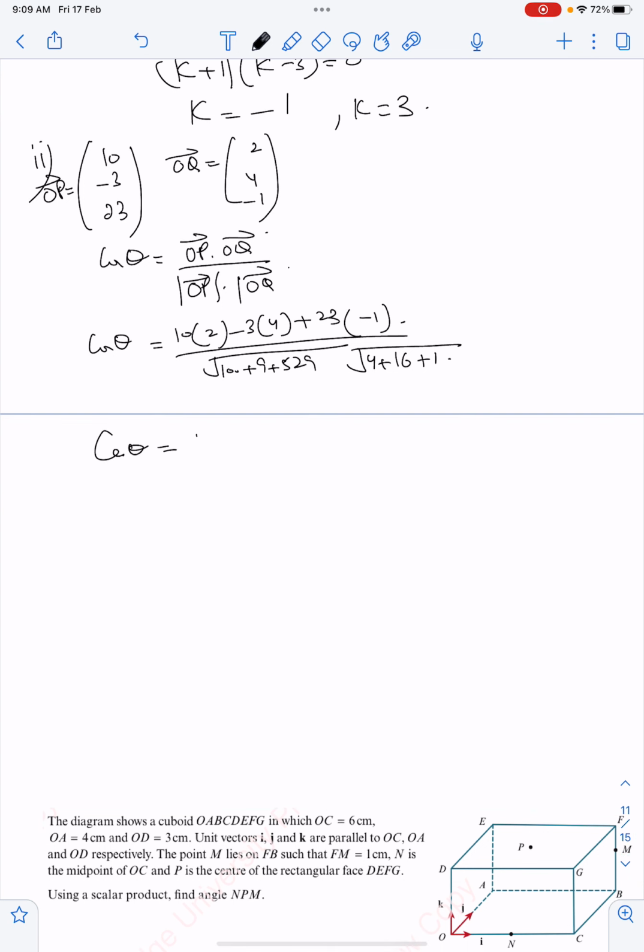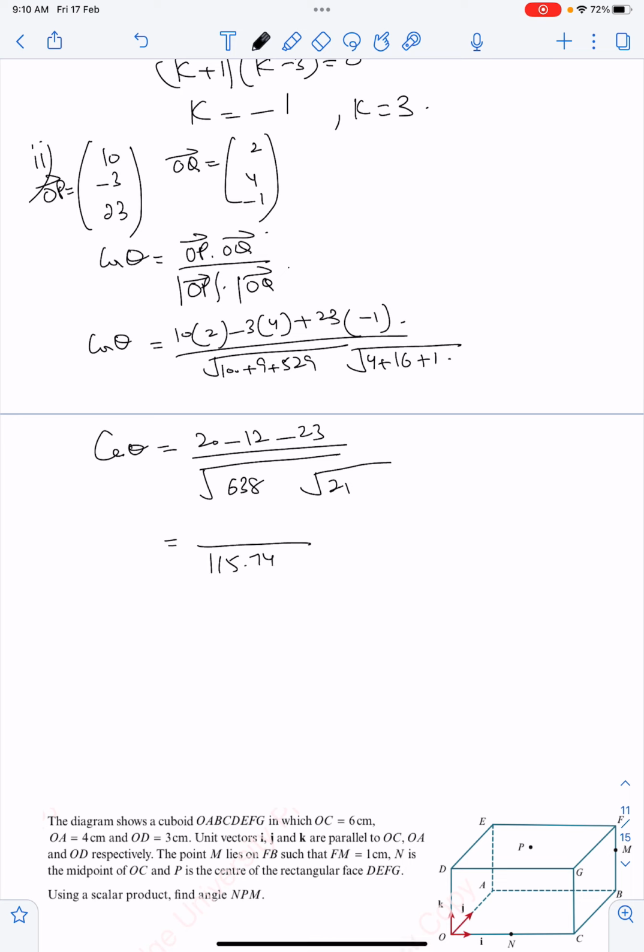This will become cos of theta equals 20 minus 12 minus 23 upon 629 plus 9, 638. Okay, the other one is going to be 16 plus 4 is 20 plus 1 is 21. Okay, let's solve this. Square root of 638 multiplied by square root of 21, which is giving us 115.74. Okay, in the numerator we've got 20 minus 12, which is 8, and 8 minus 23, which is negative 15. Cos of theta is negative 15 upon this.